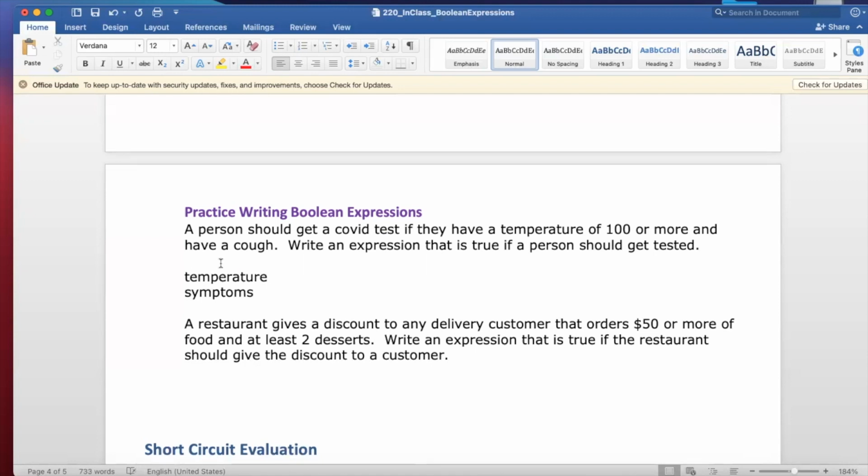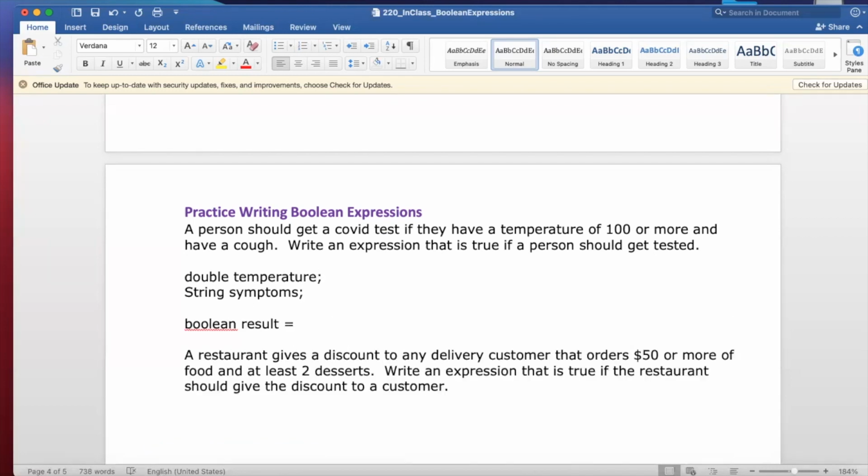My next task is to think about what data types would make sense for these two variables. Because a temperature can have a decimal value, I'm going to use a double data type as the storage for my temperature. And because my symptoms can include a phrase or a statement like cough, I'm going to use a string data type for the symptoms.